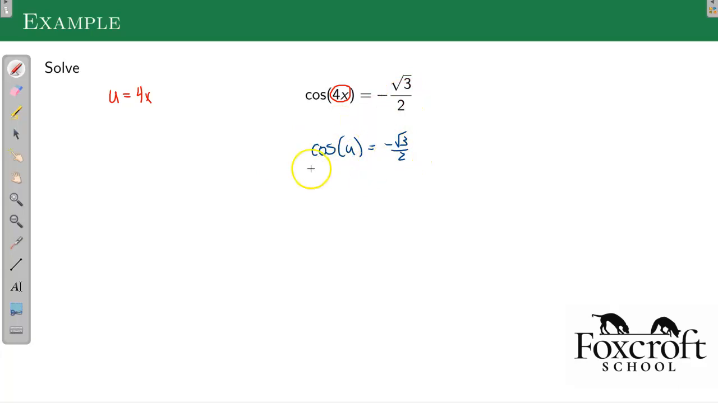And this is an equation we know how to solve, because it's just a basic cosine. It's a different letter, but it's still just cosine of something equals negative square root of 3 over 2. I don't have the unit circle on the screen, but you have it. You can pull it up. Cosine is negative square root of 3 over 2 at 5 pi over 6 and 7 pi over 6. And don't forget, if I'm solving a trig equation, I have to include all solutions. So I have to have the plus 2 pi k.